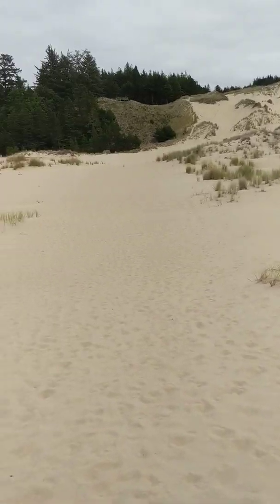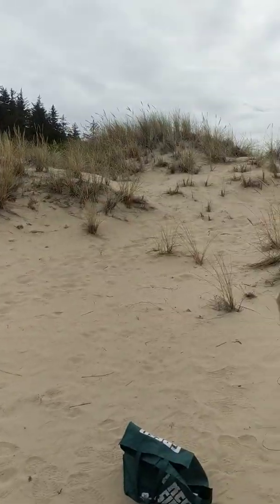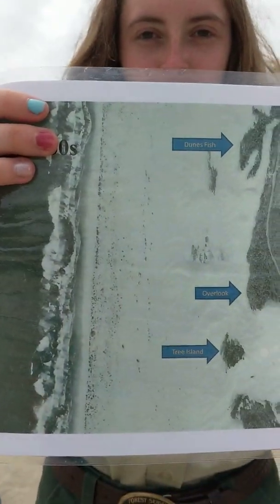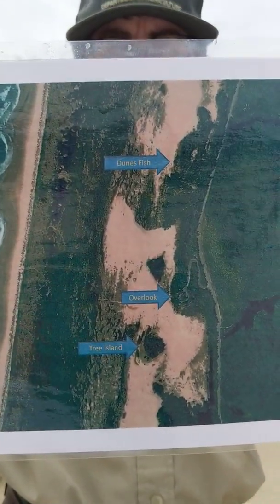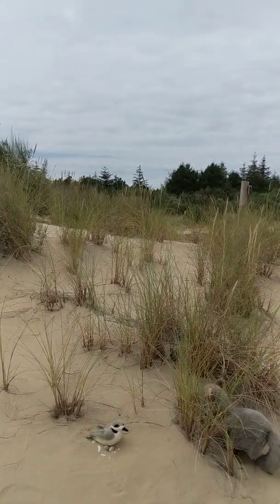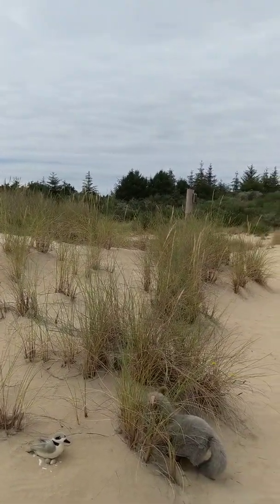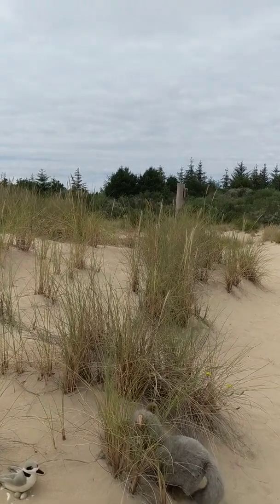These are the Oregon Dunes in Siuslaw National Forest. They used to look like this in the 1940s, but now they look like this. The reason for the change over the past 100 years is due to humans planting this, European beach grass, along areas of the dunes where people were living in order to stabilize them.